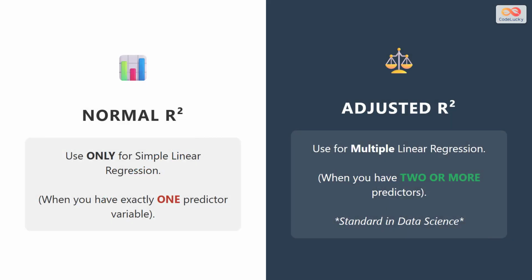So, when should you use which metric? If you are doing simple linear regression with only one variable, normal R-squared is fine. But in data science and modern statistics, we almost always use multiple variables. In that case, you should always ignore the normal R-squared and look at the adjusted R-squared. It is the professional standard for comparing complex models.